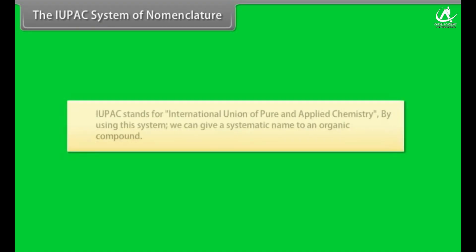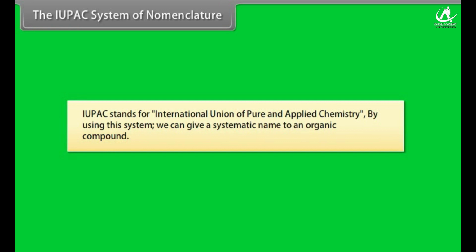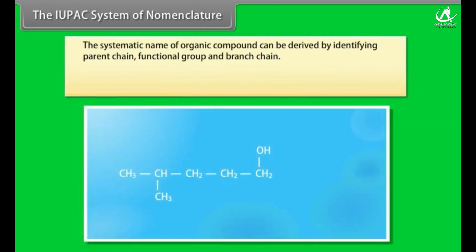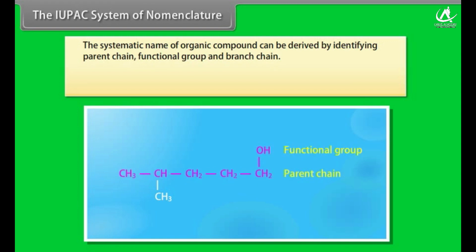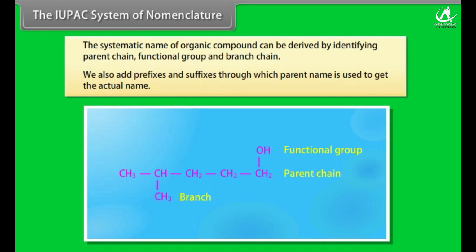The IUPAC system of nomenclature. IUPAC stands for International Union of Pure and Applied Chemistry. By using this system, we can give a systematic name to an organic compound. The systematic name of an organic compound can be derived by identifying the parent chain, functional group and branch chain. We also add prefixes and suffixes through which the parent name is used to get the actual name.